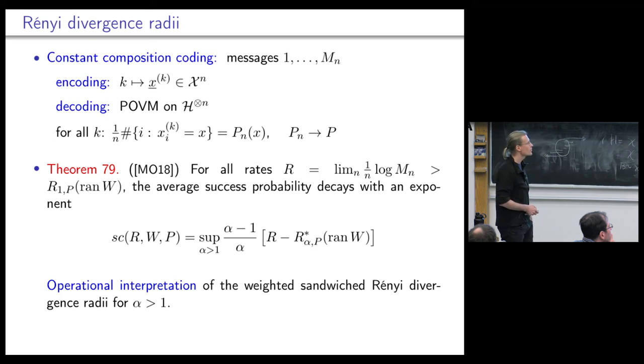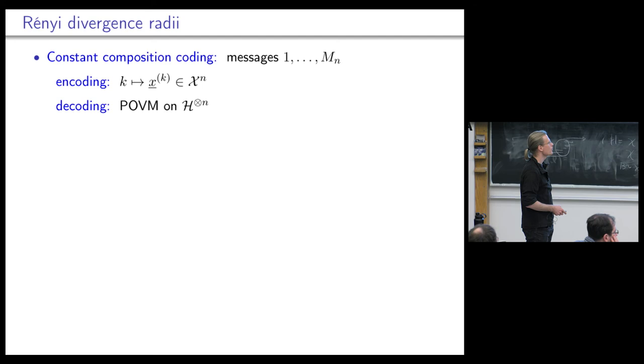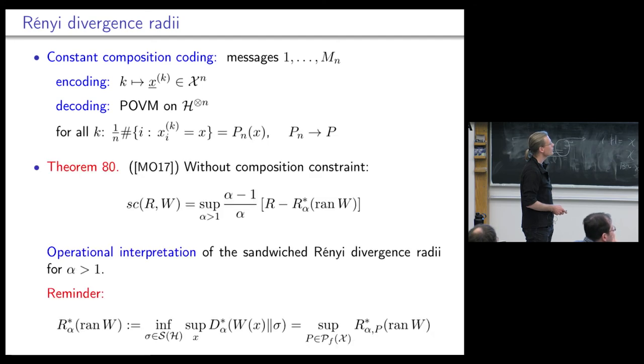Okay. So they are indeed important. Yeah, this gives an operational interpretation. Okay, and this additivity that I have explained before plays an important part in the proof. Okay, and also without constant composition, so without imposing this constraint, we can also establish the strong converse exponent, where we get the non-weighted divergence radius here. So that was the other quantity that we introduced. So again, we get an operational interpretation.